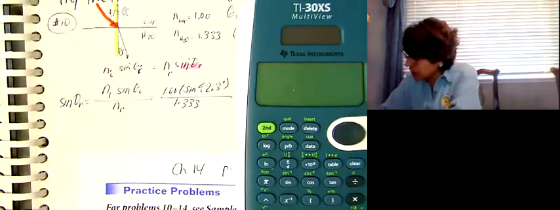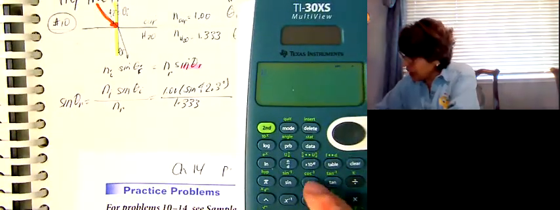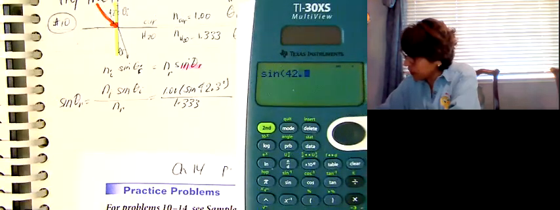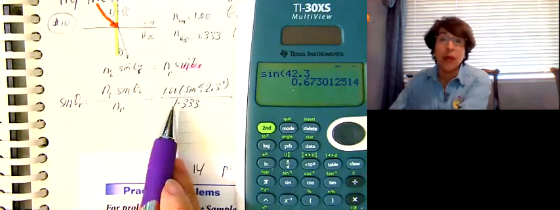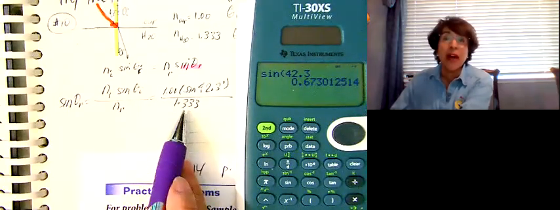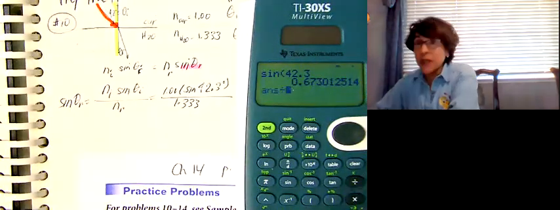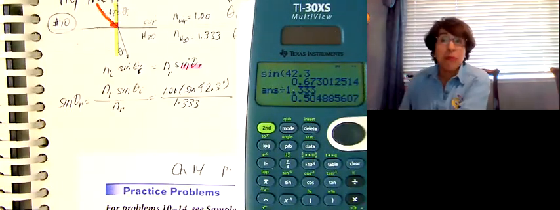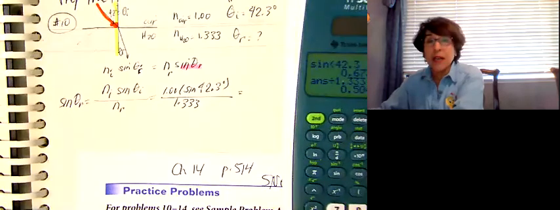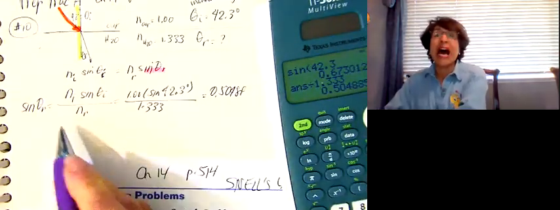I'm going to put it over here. First I'm going to ask for the sine. Give me the sine of 42.3. So there's the sine. I multiply it by 1, I would just get the same thing. And then I divide it by 1.333. That gives me 0.50488. I'll write that down. 0.50488. That gives me the sine of theta r.